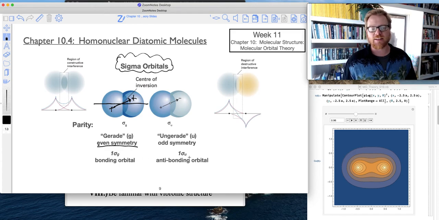But now if we look at the symmetry of the anti-bonding orbital, we recognize that it's destructive interference. So there's a positive and a negative overlap, which is what creates the destructive interference.